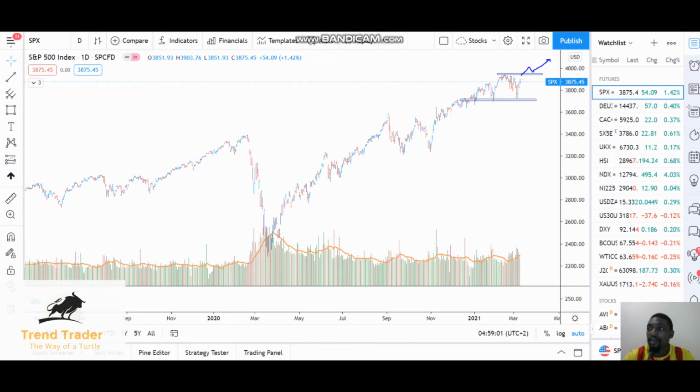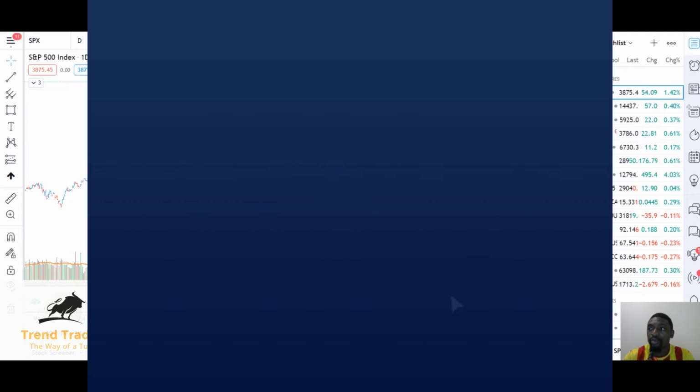Otherwise, if that fails, then we expect to see the futures reach this level once again. It will come back to this level. If it fails to break above, we might see these futures coming back to this level. Well, we don't know which scenario will play out, but preferably we would like to see the S&P 500 futures continue to move further up.